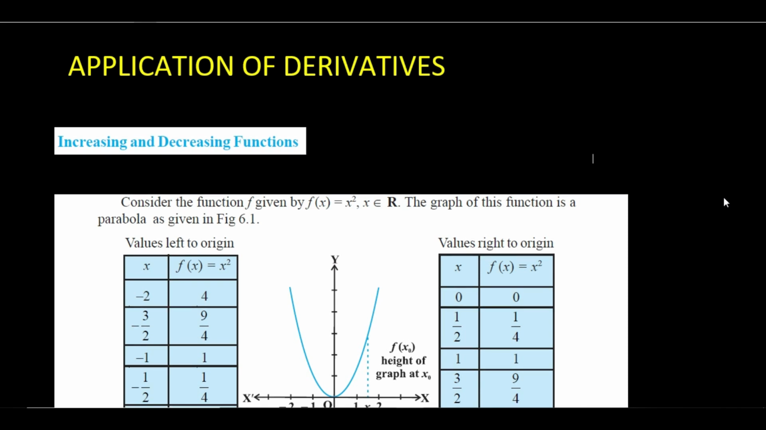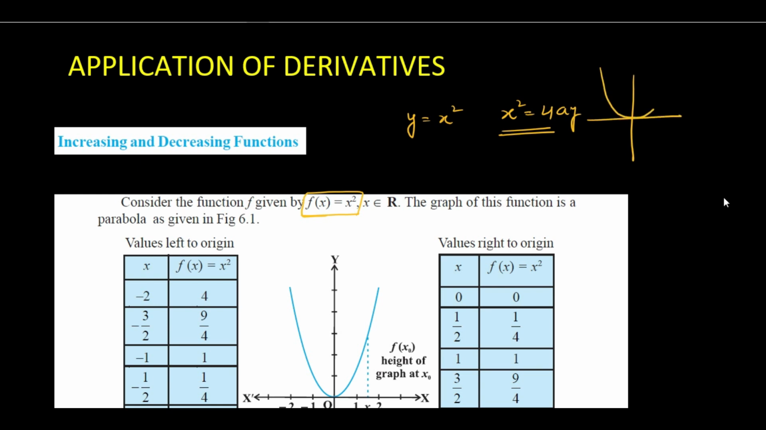Now I am taking an example to explain the concept of increasing and decreasing functions. Here you can see, consider the function f given by f(x) equal to x square. f(x) equal to x square means y equal to x square, means x square equal to 4ay. It's a parabola. We can draw the parabola like this.